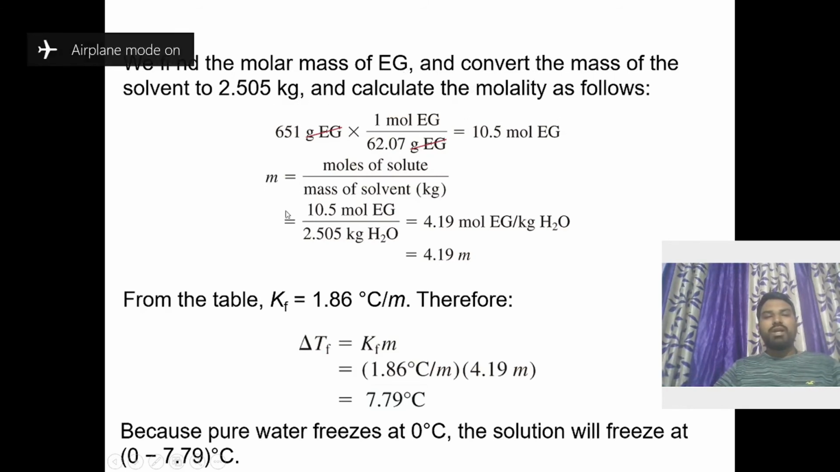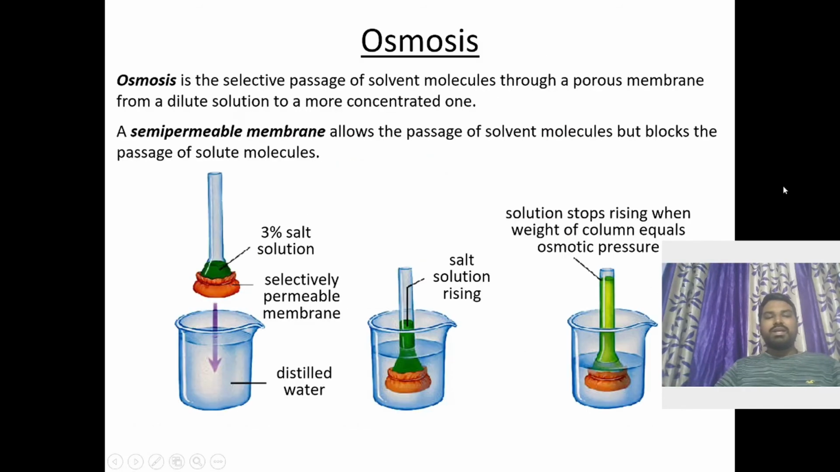We have calculated and substituted this formula from the table. Kf is 1.86 degrees Celsius per molal. Therefore delta Tf is equal to Kf into m. We will substitute in the formula, because pure water freezes at 0 degrees Celsius. The solution will freeze at minus 7.79 degrees Celsius.